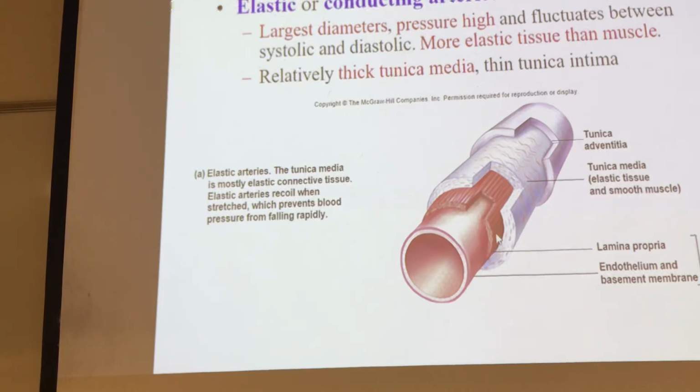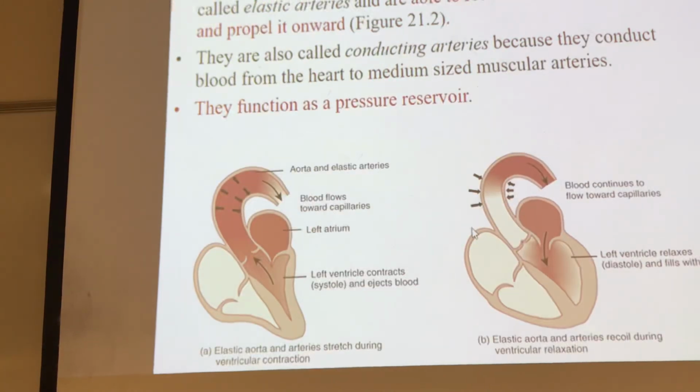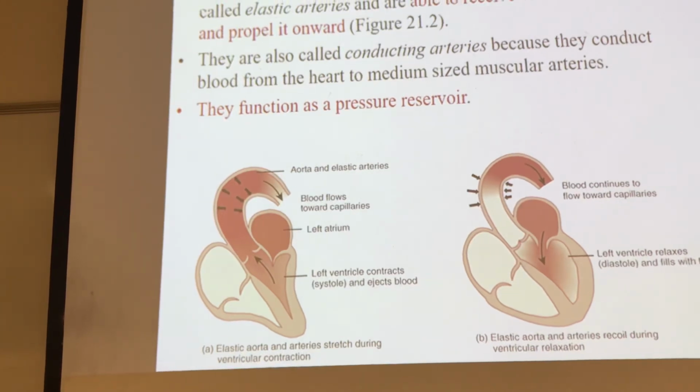Now, the important thing about this is the next slide. There's two main ones, I would say three main ones. I'll give you two examples. The best example is the one right here, the aorta. The aorta, the brachiocephalic trunk, and the celiac trunk are all examples of elastic arteries. Now, the aorta is the best one.